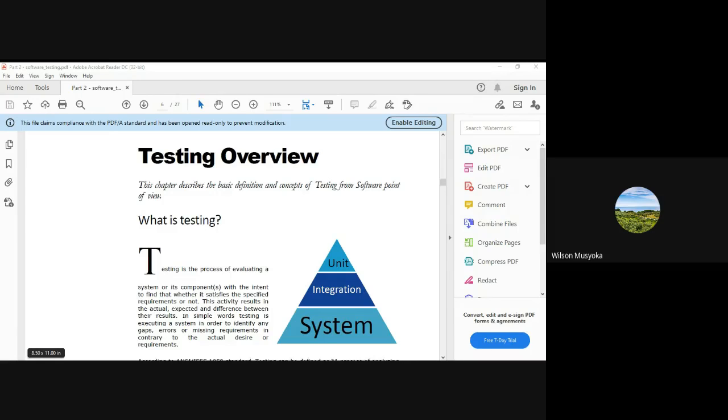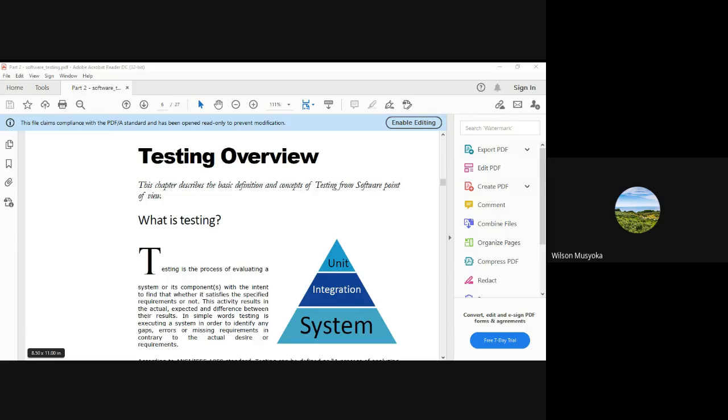Last week we were able to introduce what software testing and quality assurance is all about, why we need it. Now today we are going to the specific terms so that we can understand what we mean when we talk about software testing. And the first question that we need maybe to ask ourselves is what is the role of testing?